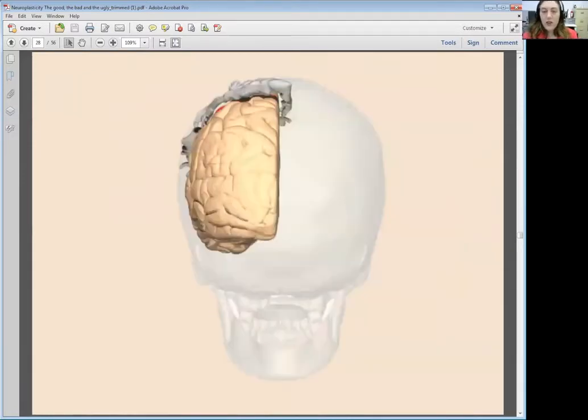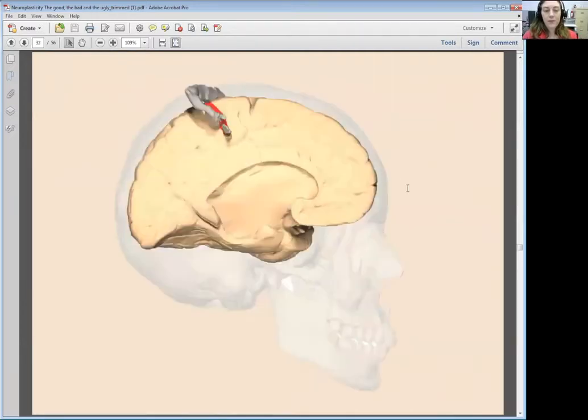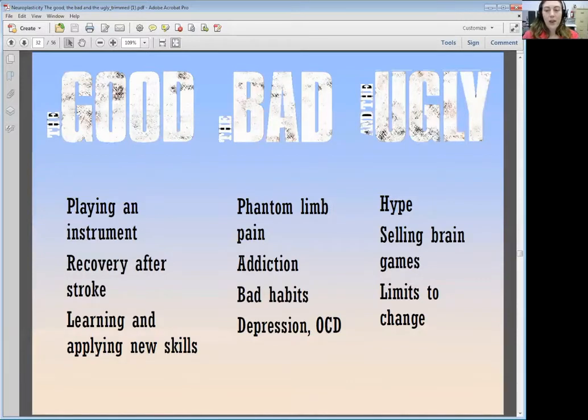So I'll turn this brain around so you can see it from different views. And as you can see, we have the tongue here, the face here, the body here, and the leg hangs down into the middle of the brain. And I'll come back to that when I'm talking about phantom limb pain.